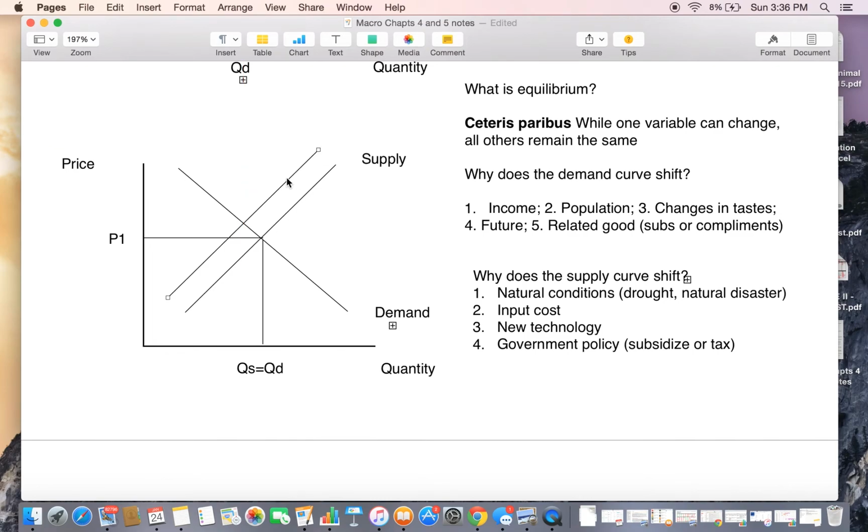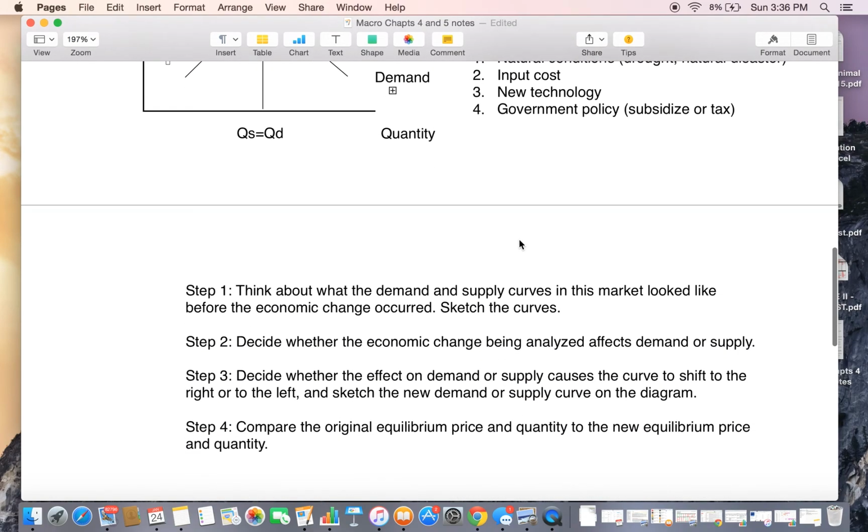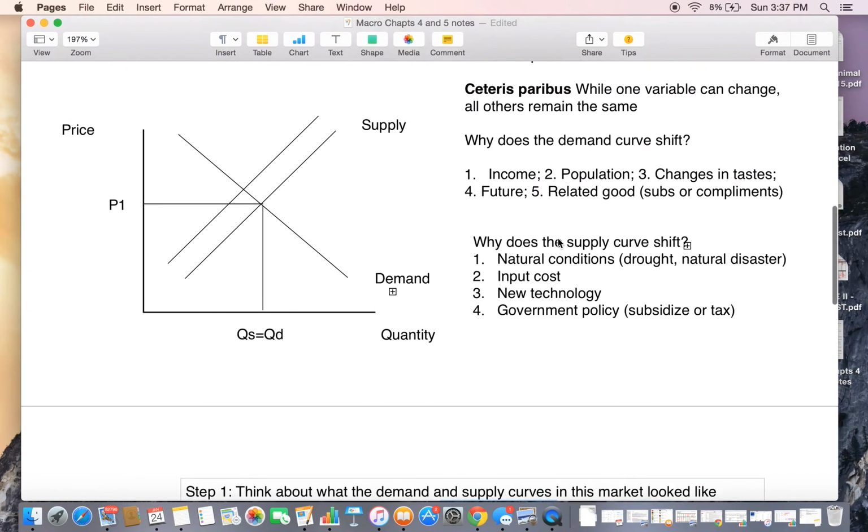The book does give a nice summary of the 4-step process for determining shifts in supply and demand. It asks you to think about what the demand and supply curves in the market looked like before the change occurred. And I do think it's very important to sketch your curves out. Where are we right now? Whether you have actual figures or hypothetical constructs, sketch it out. Right now, we're here.